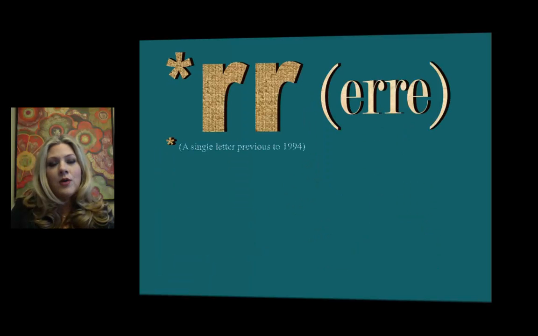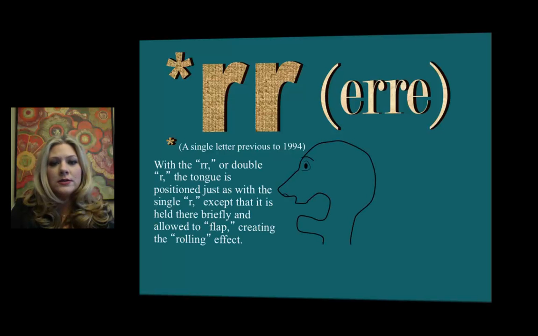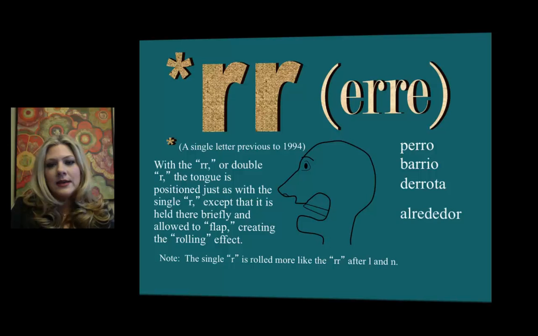Arena. And then the double R, when you have the double R, that's when you roll your R's. So we have perro, barrio, derrota, alrededor, en realidad.